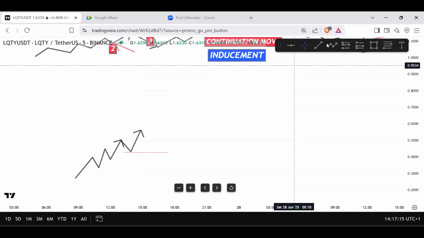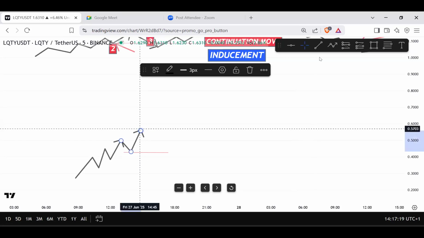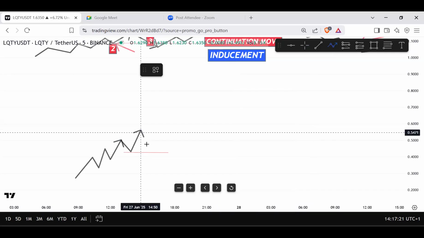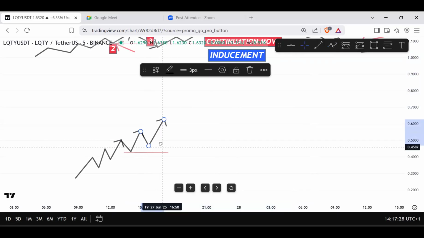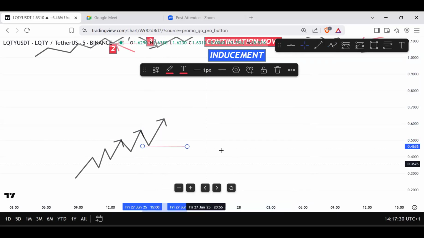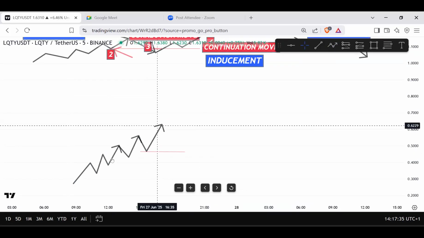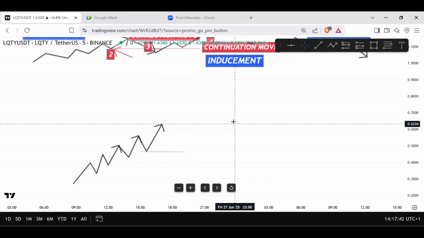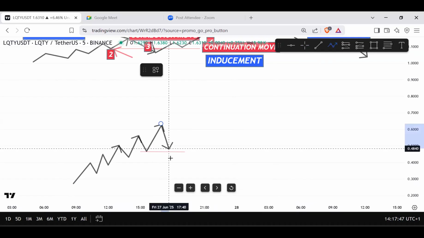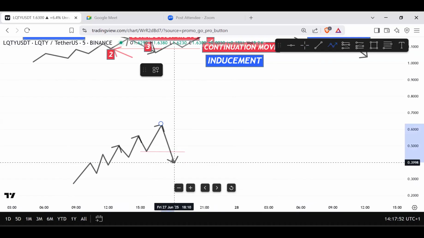Exactly. So if the market moves up again, we get a new inducement again. Okay. So we'll keep moving it up, from here to here, until we have a move that comes down like this and breaks this inducement. That's the correction.